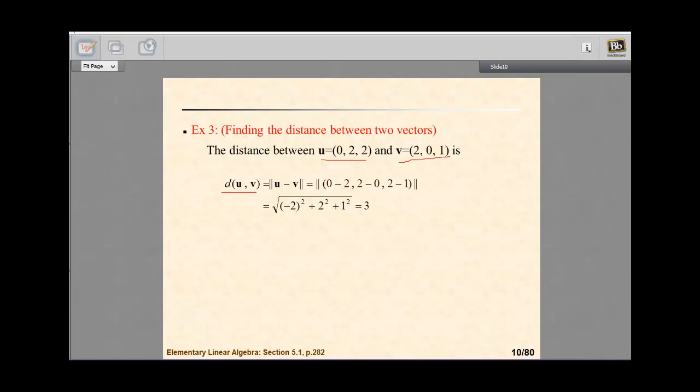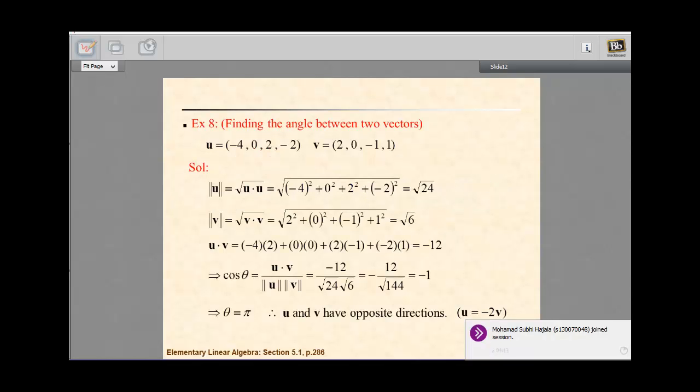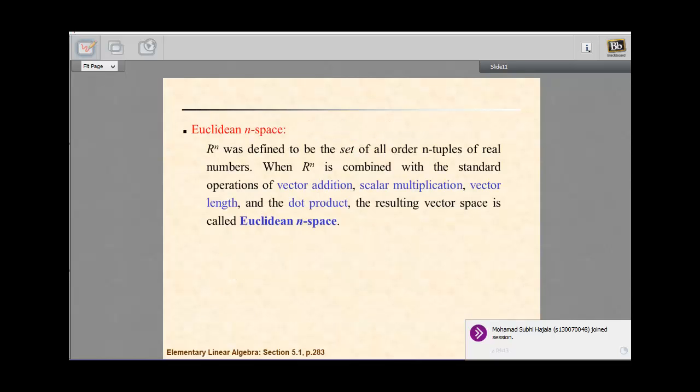Here is an example. There are two vectors, u and v, and we must find the distance between them. We know the formula: distance of u, v is equal to the norm of u minus v. We know how to find it: subtract every element, 0 minus 2, 2 minus 0 and 2 minus 1. When we subtract, we get (-2, 2, 1). Now just take the norm. That is under root of (-2) square, 2 square, 1 square, which is equal to 3.